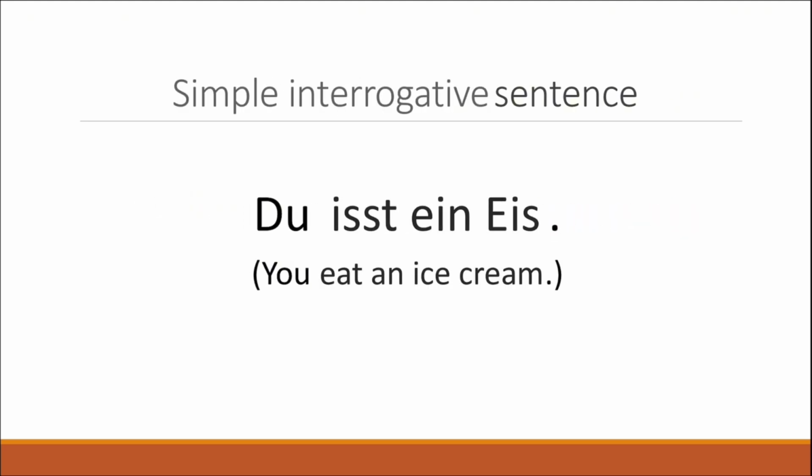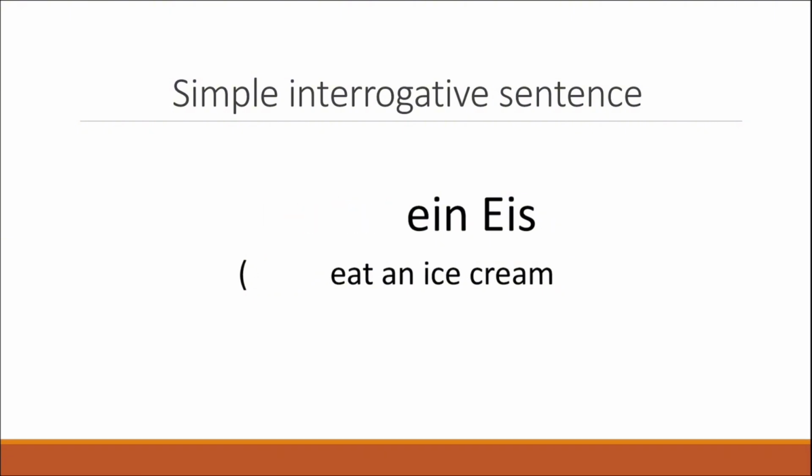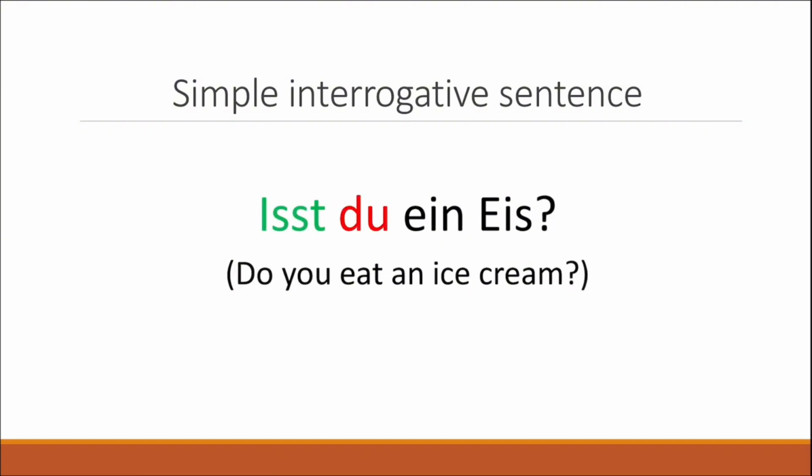At the same time, we also need to consider the structure of a German interrogative sentence. In this case, we have the sentence "Du isst ein Eis," which is a normal sentence. But instead of saying, for example, "Du isst ein Eis" in German, you would say "Isst du ein Eis," where, in other words, we're simply inverting the subject with the verb.